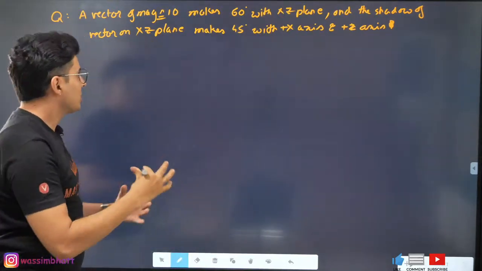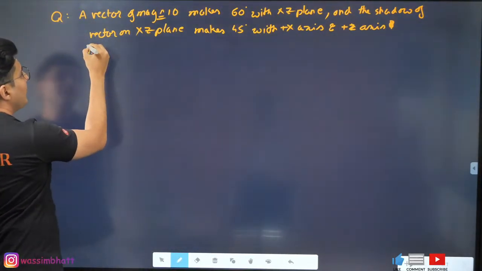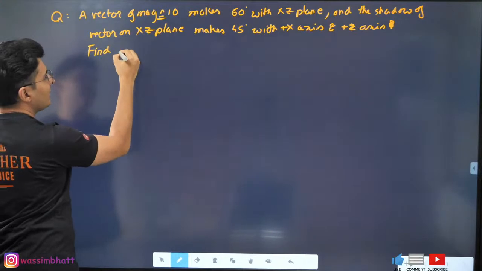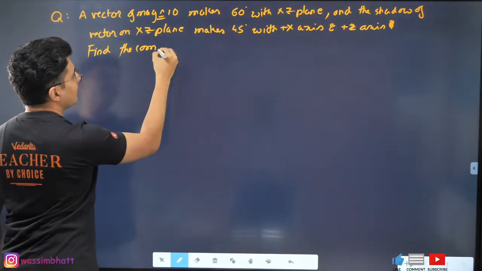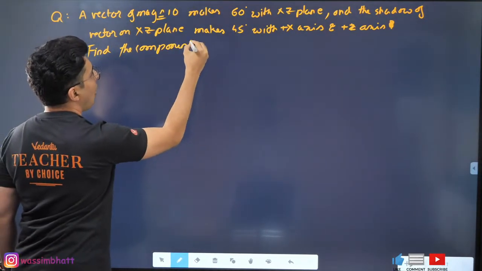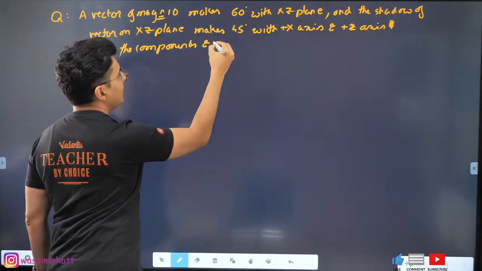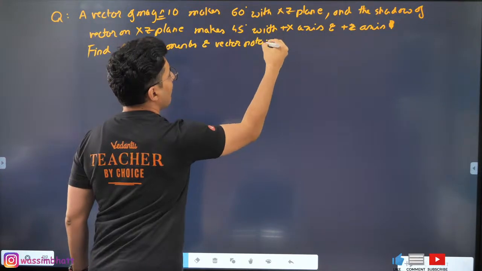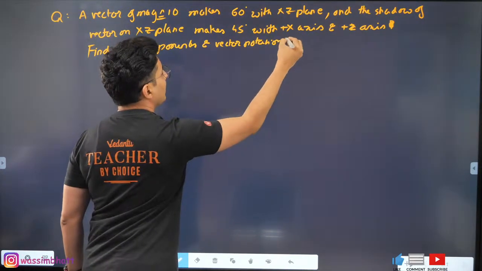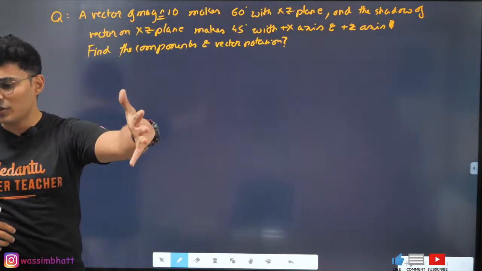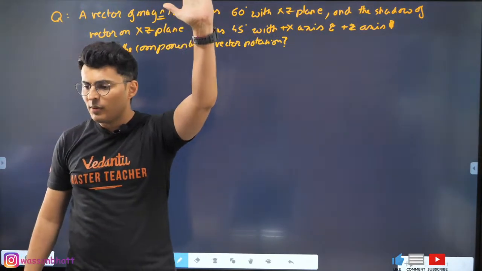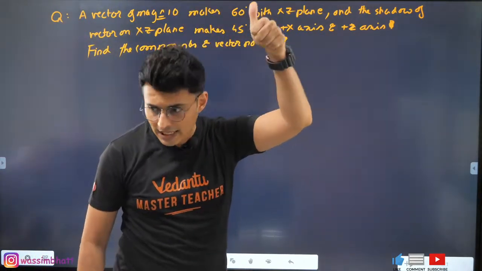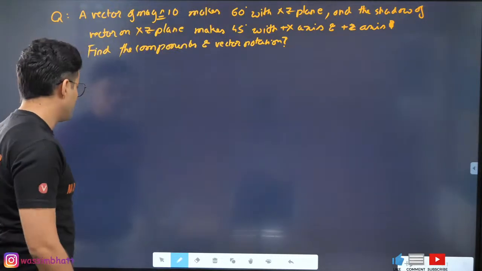Now the actual question: what do you have to find? Find the components and write it in vector notation, i, j, k. That's the question. Let's try to do this question. Everybody with me? All my warriors with me on this? Excellent.